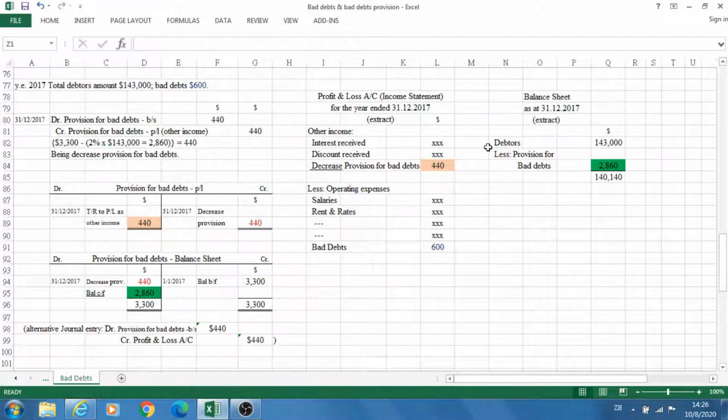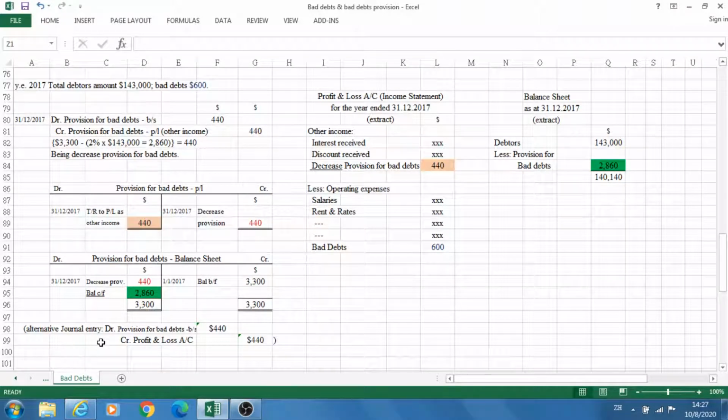This is the balance sheet extract at end of 2017. Debtors 143,000. Less provision for bad debts 2,860. The estimated collectible amount from debtors at end of 2017 is 140,140.